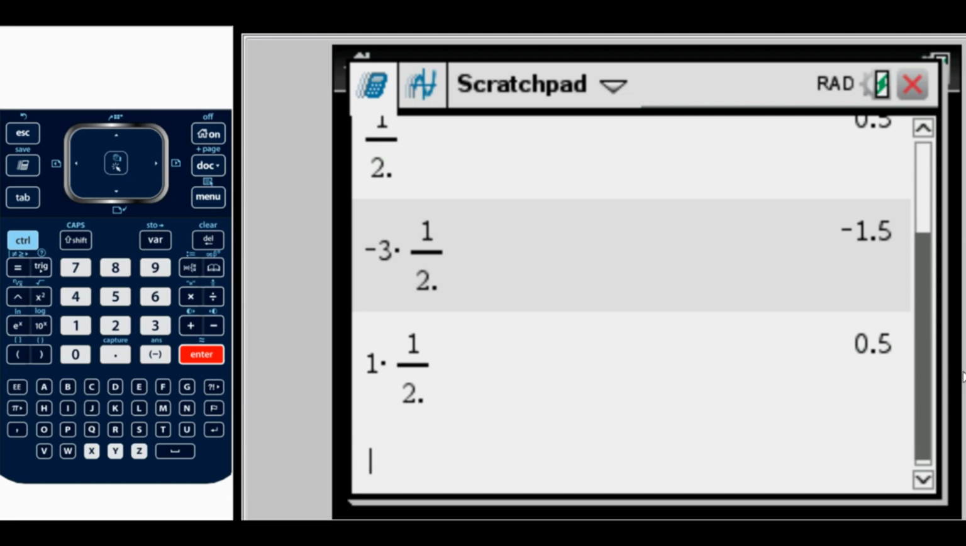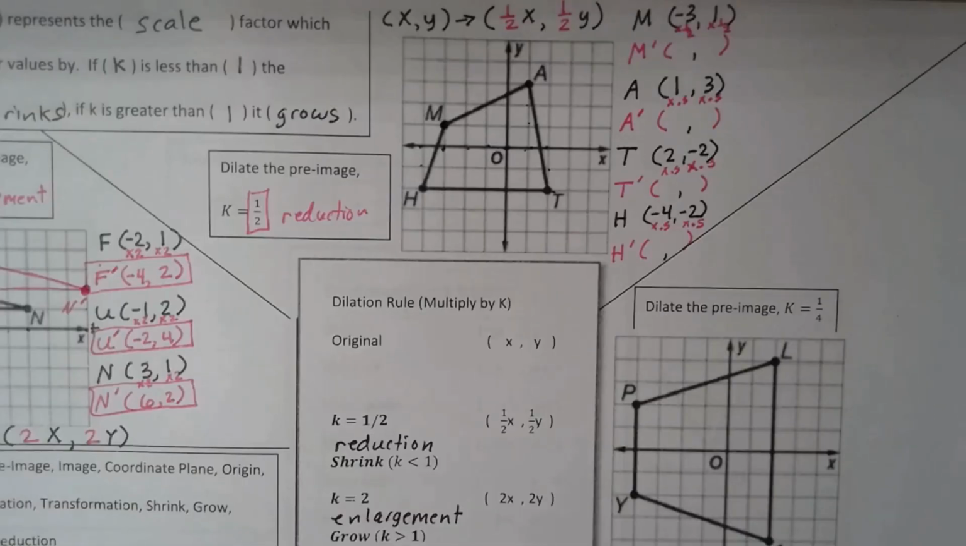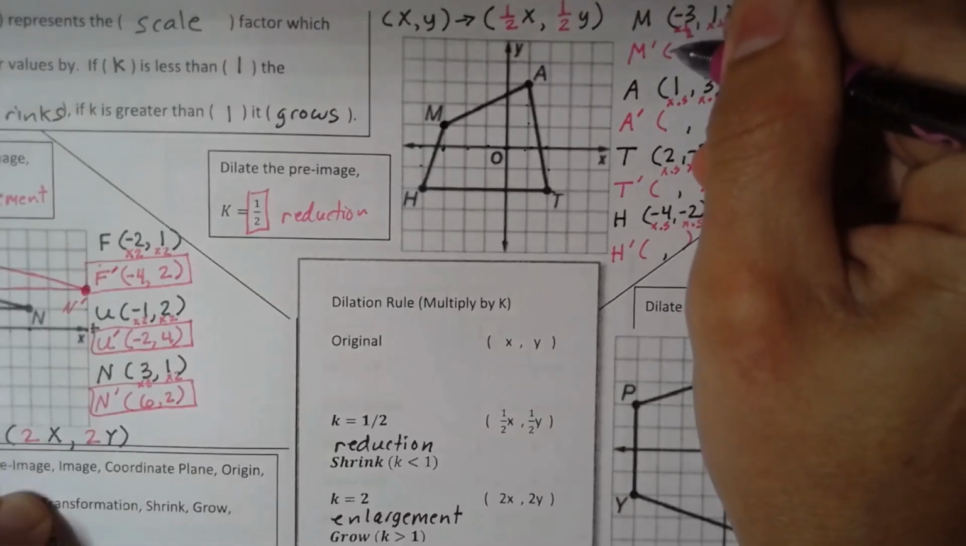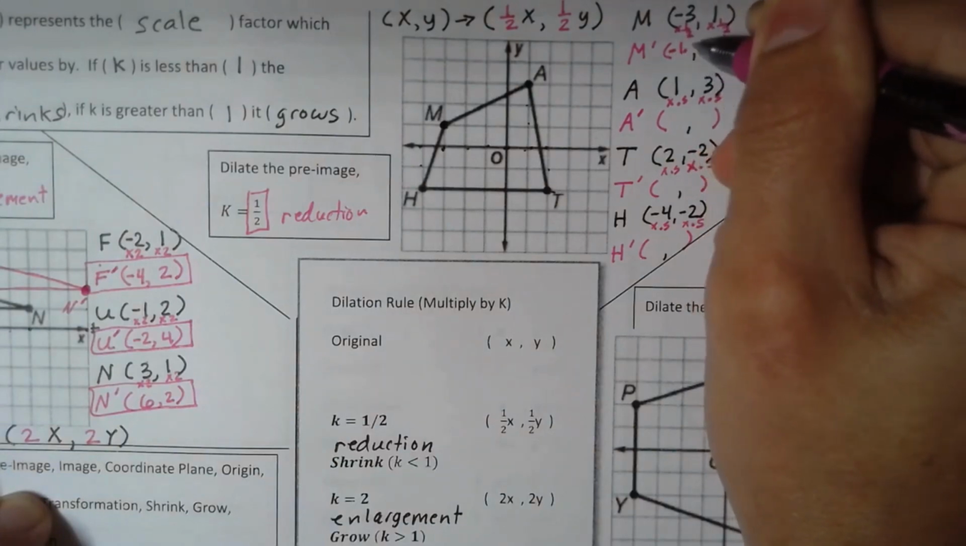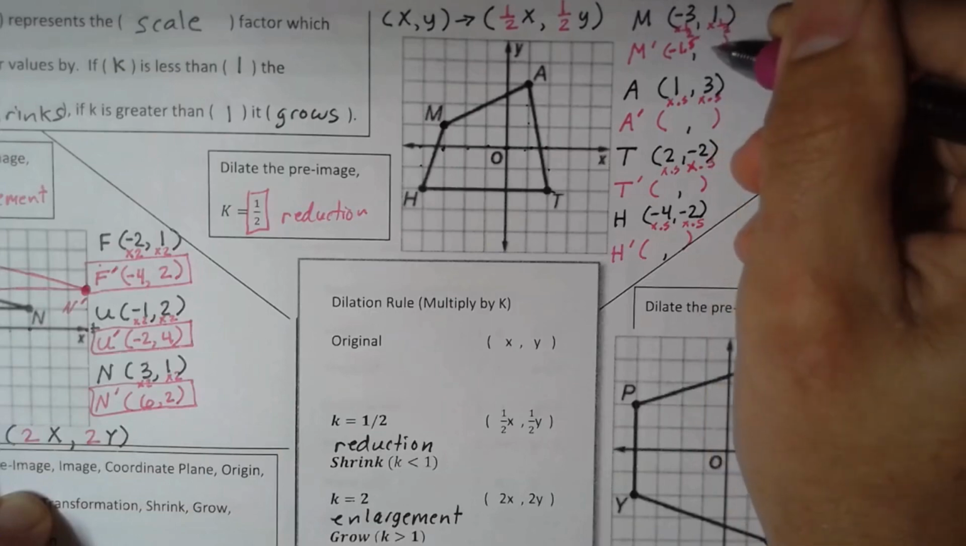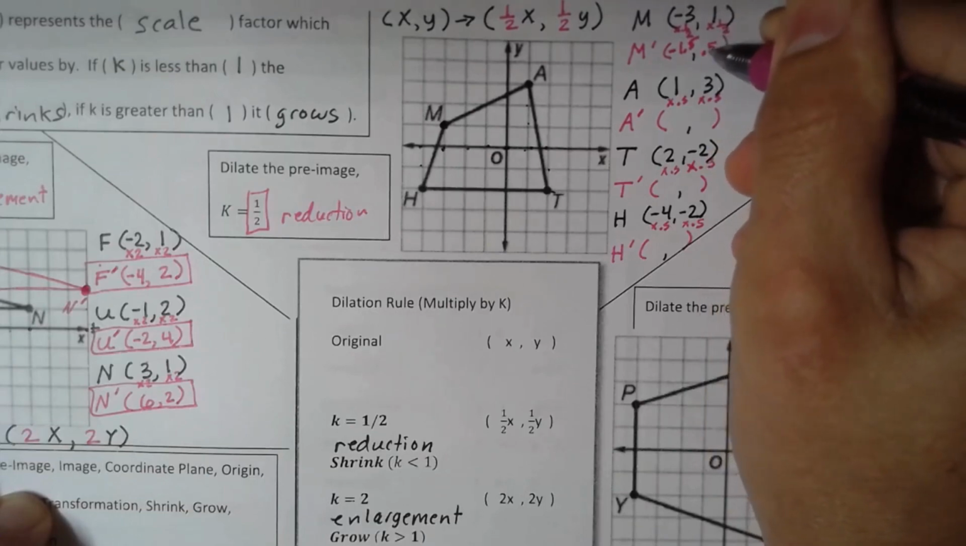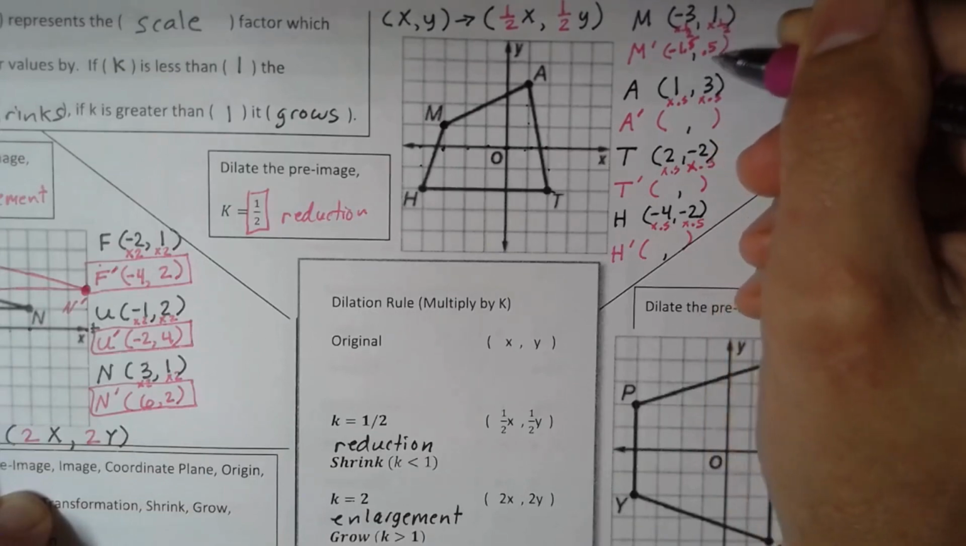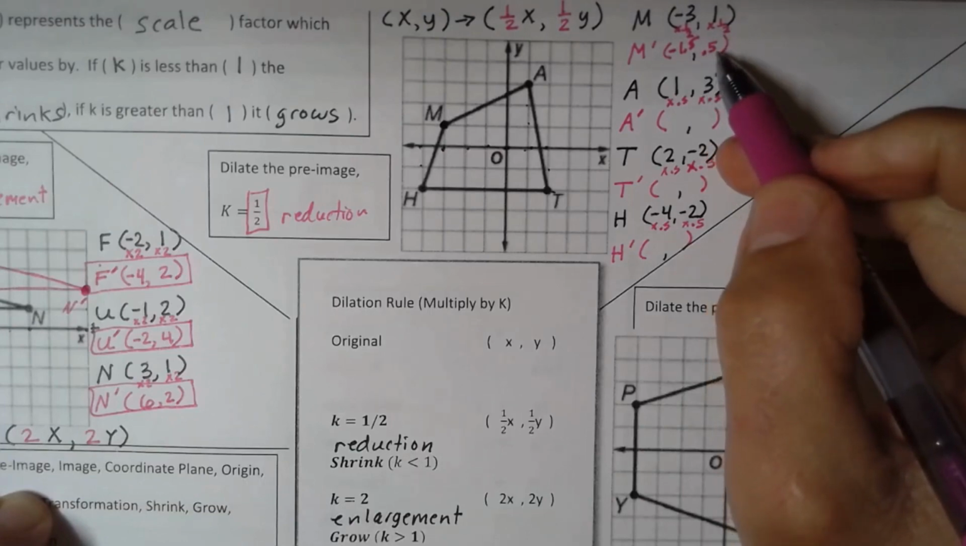So notice our values have changed from -3 for the x value to -1.5, and from +1 for the y value to +0.5. So let's go ahead and document those. All right, so my m prime is going to be -1.5, and then my y value is going to be 0.5. Now, of course, I left the 0 off in front of it, but it's not important to write it, as long as I know that just means a half.